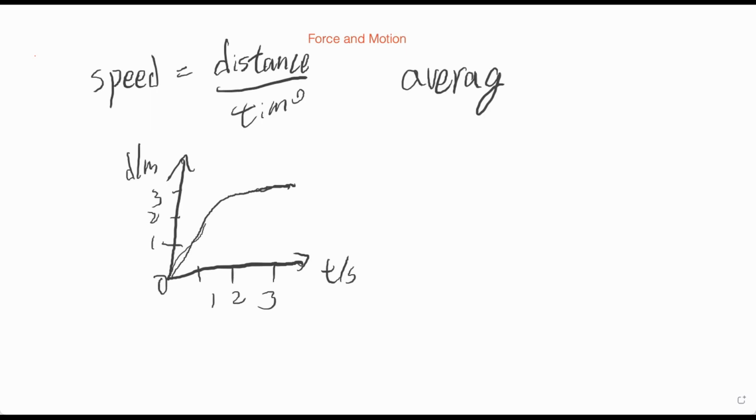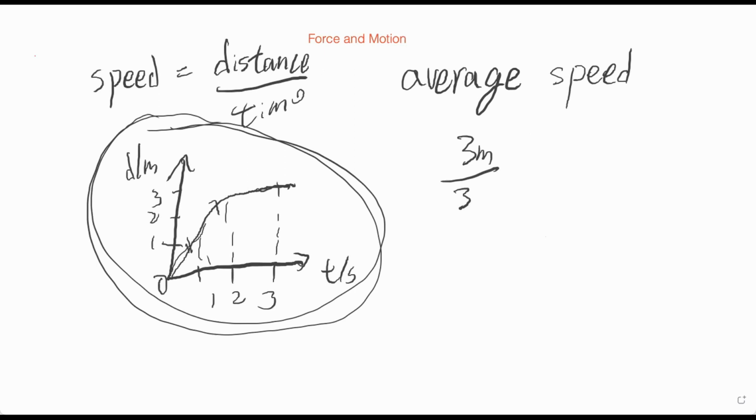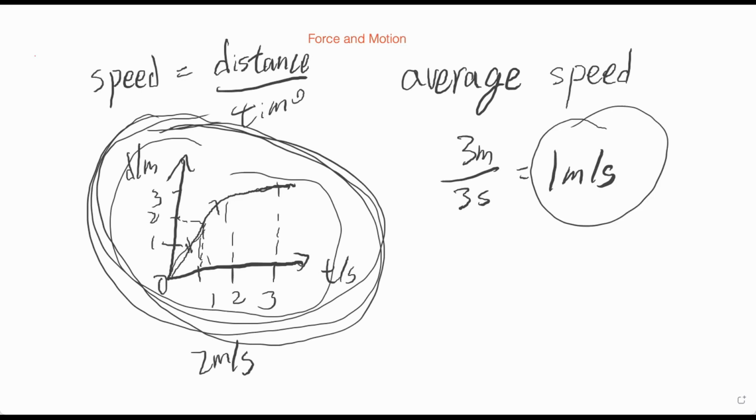Now you probably know what average already means. It's basically an approximation of the entire thing. So not every minute or every second, as we've previously done, but the whole thing in total. So 3 meters over 3 seconds goes to 1 meter per second. You can see that its average speed, despite probably being about 2 meters per second in its first second, in total is only 1 meter per second.